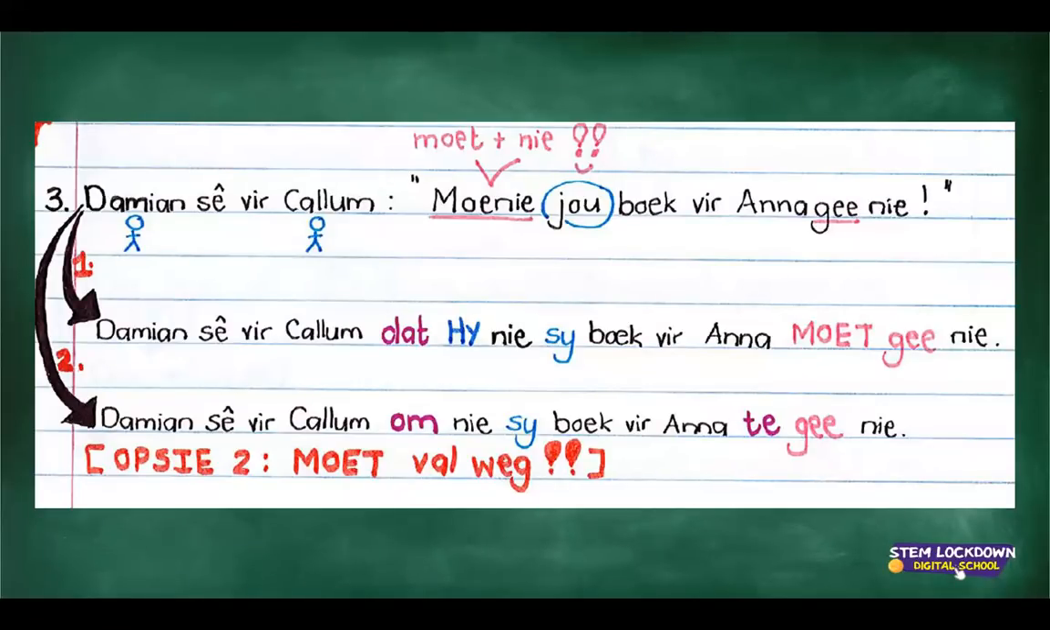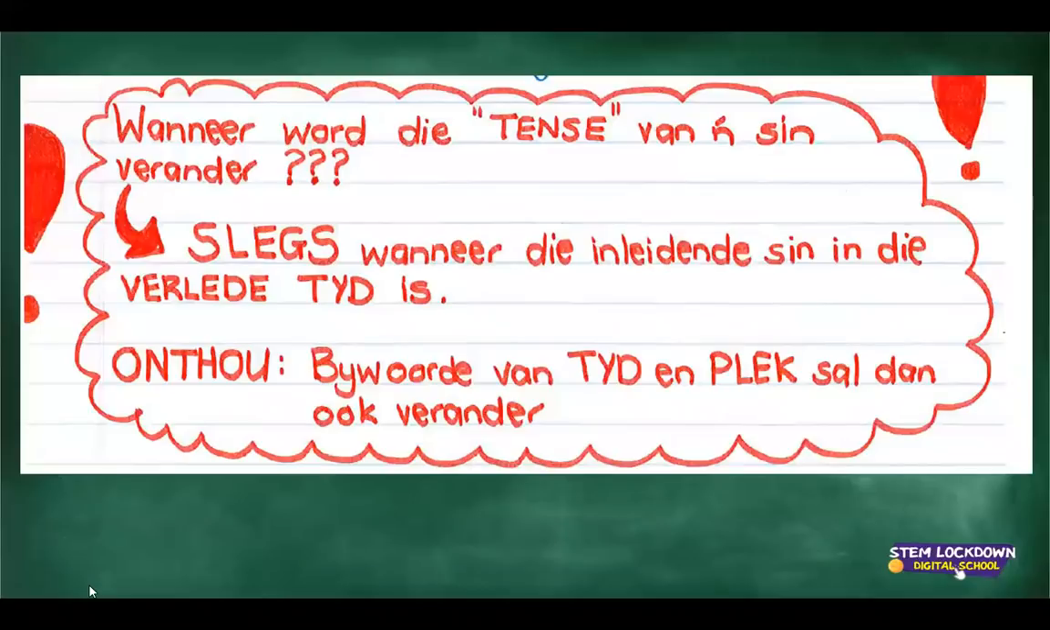Okay, but don't fret too much about this. It's not something to stress about. Kom ons kyk verder. Nou het ek gevra, wanneer word die tense van 'n sin verander? When do we change the tense of a sentence in the indirect speech in Afrikaans? Slegs wanneer die inleidende sin in die verlede tyd is. You will only change the tense of a sentence if that introductory sentence is in the past tense. En dan moet jy onthou jou bywoord van tyd en plek sal ook verander. You then have to remember that your adverb of time and place will also change.